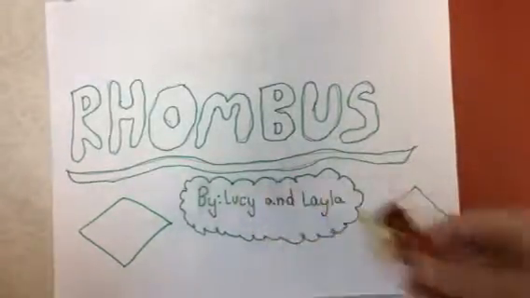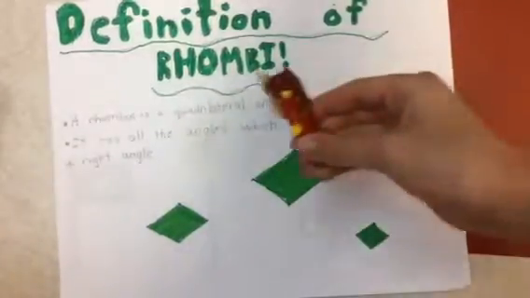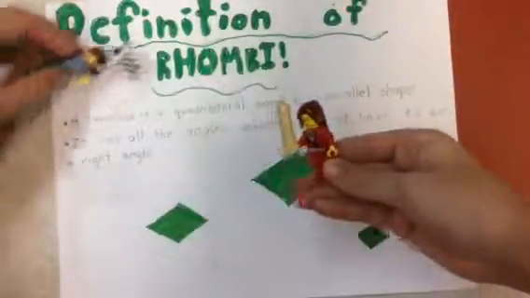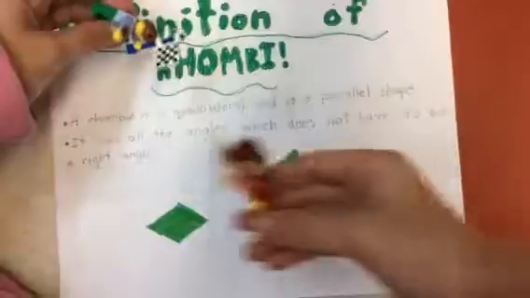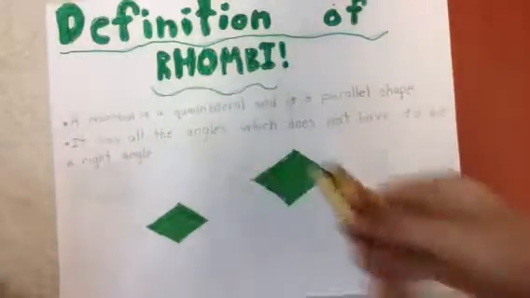Rhombus by Lucy and Layla. Definition of a rhombus. A rhombus is a quadrilateral and is a parallel shape. It has all equal sides, and the angles do not have to be right angles.